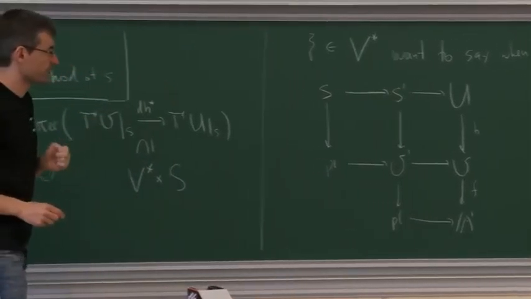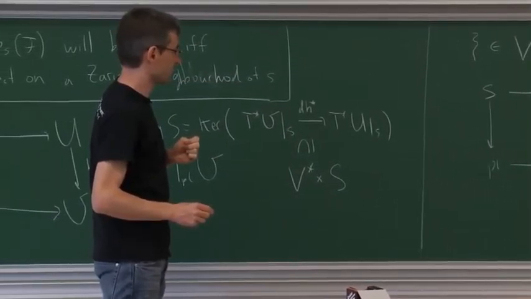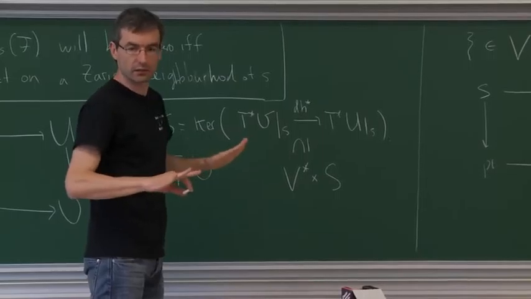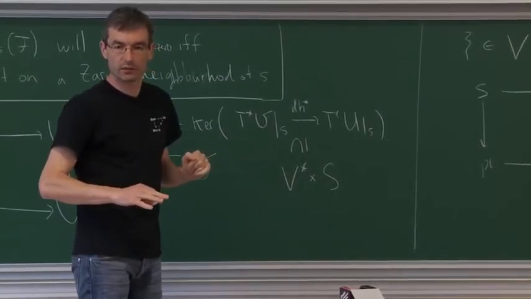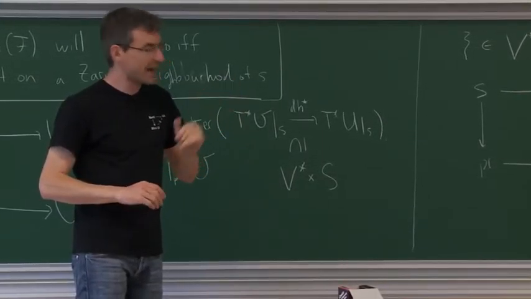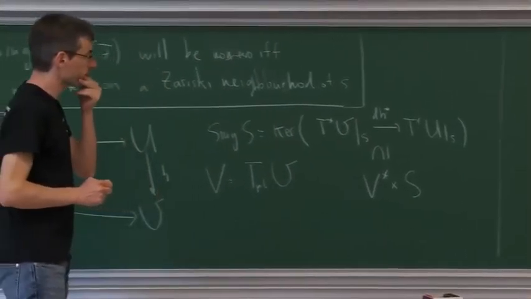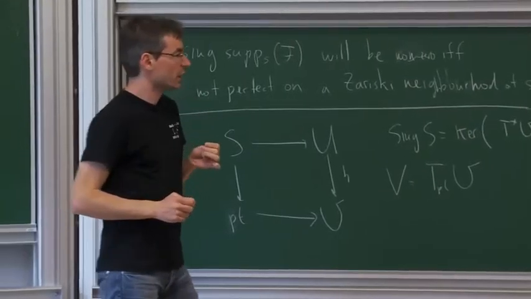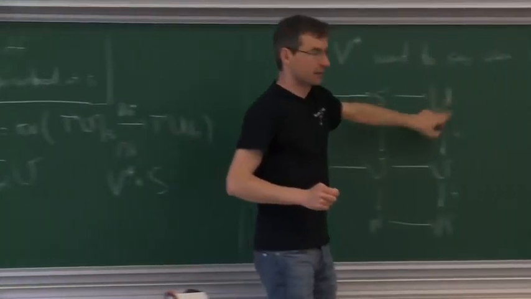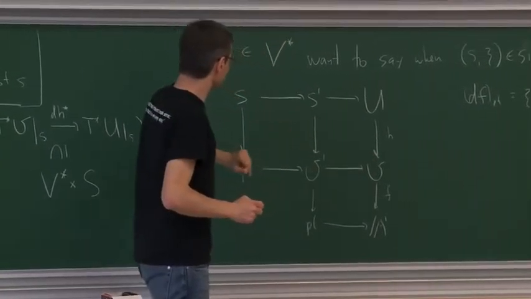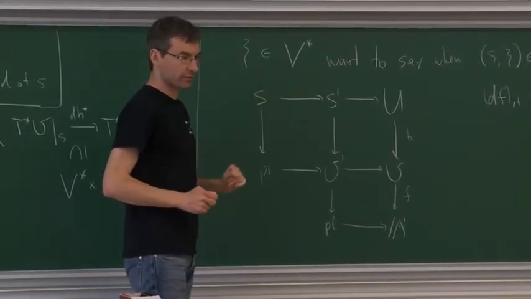What are the hypotheses on H? None. Absolutely none. U and V are just smooth. Yeah, the two guys are smooth and H is absolutely arbitrary. And those guys are derived. No, you mean these guys? No, S prime and S are derived. So S and S prime are derived.